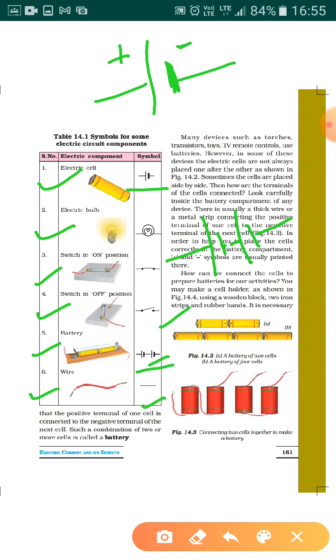So this is switch in off position and this is switch in on position. When the switch is in on position, the current flows through the circuit and the bulb or any electrical device works. Whereas when the switch is in off position, then current does not flow through, and the electric appliance or the bulb which is fitted in that circuit does not glow. So this is all about the symbols of electric components.